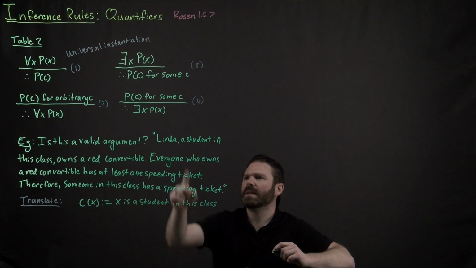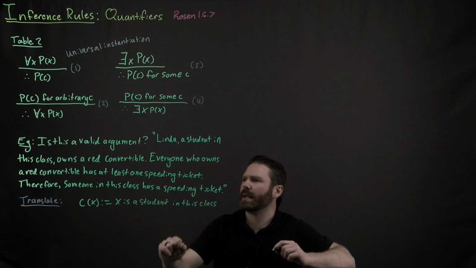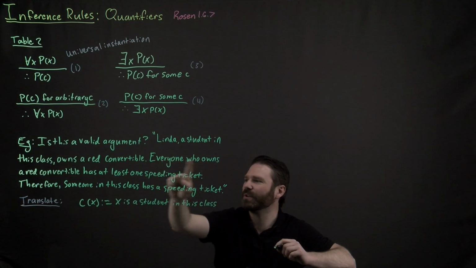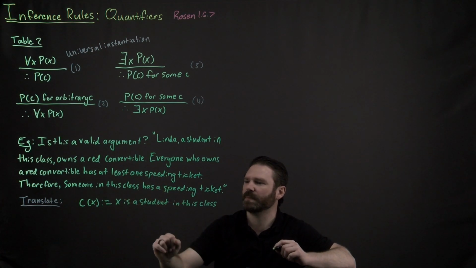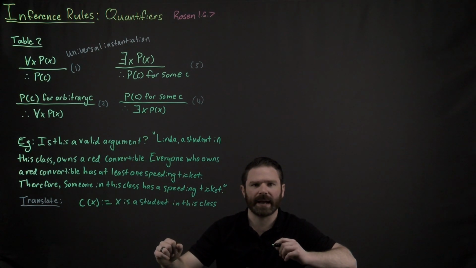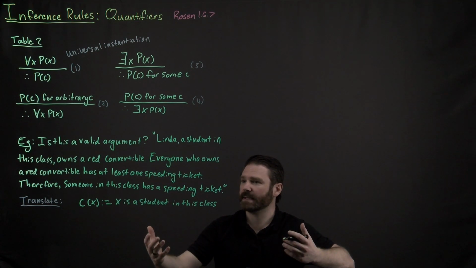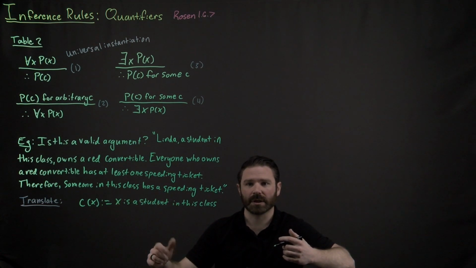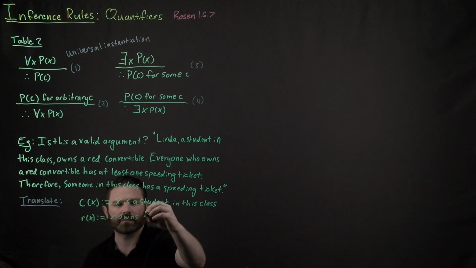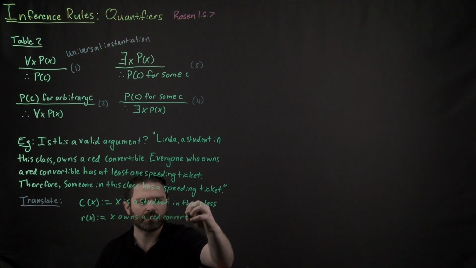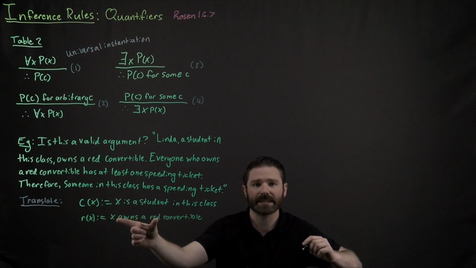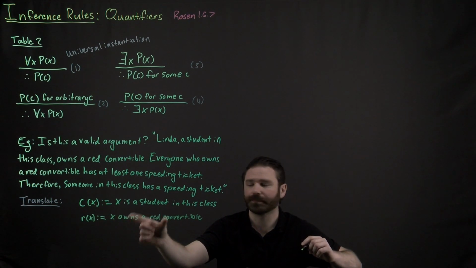Next I see that Linda owns a red convertible, but I also have this universal statement that says everyone who owns a red convertible has at least one speeding ticket. Since it applies to both Linda and everyone, I'm going to have a propositional function that represents owning a red convertible. So let's say R of x is my propositional function: x owns a red convertible.